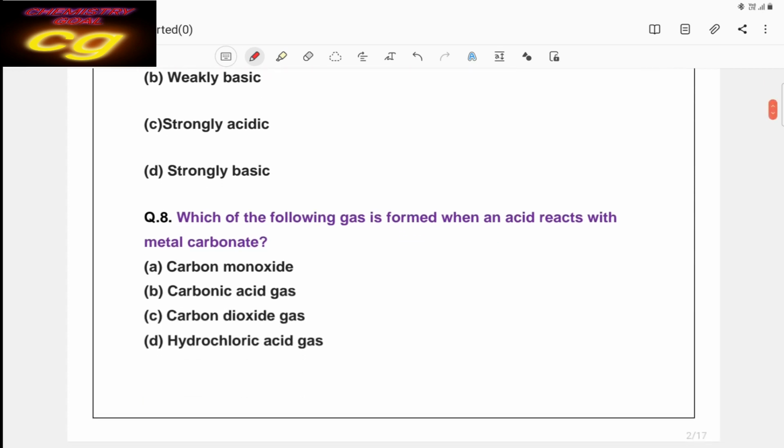Which of the following gas is formed when an acid reacts with metal carbonate? Always remember, metal carbonate reacts with acid and always produces carbon dioxide gas. This is the very common property of acid reacting with metal carbonate forming carbon dioxide. So the answer will be C.